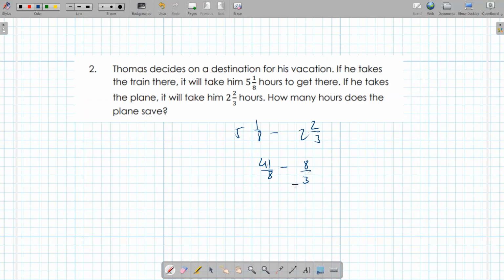18. It's not 18. Oh, I was thinking of 16 for some reason. 24. 24, that's right. So we need to multiply this by 3, yeah? Multiply this by an 8, right? So what's 41 times 3?